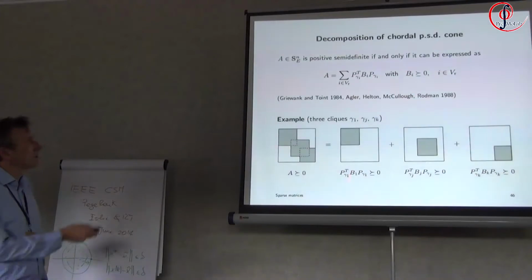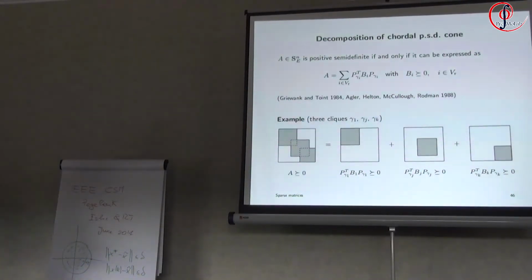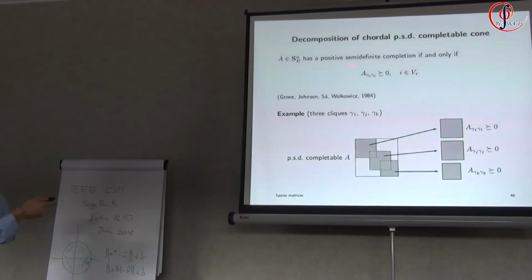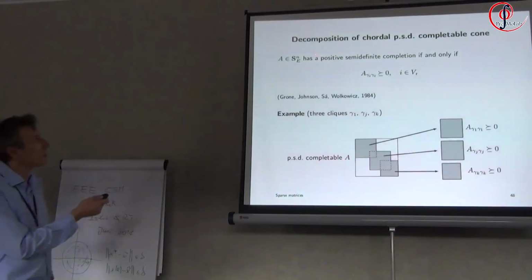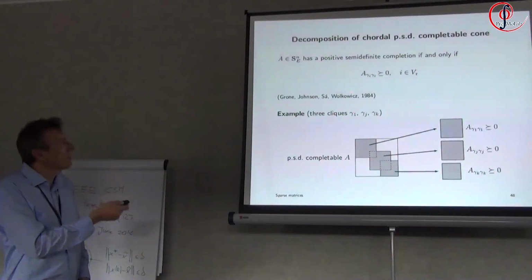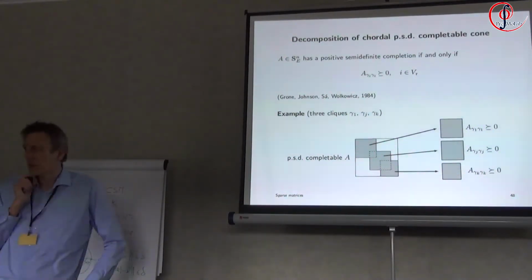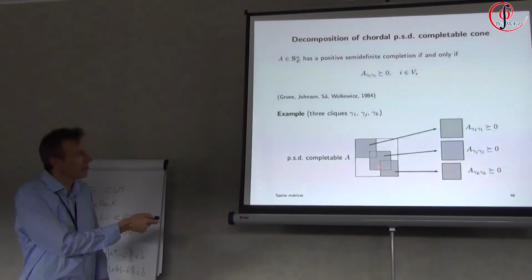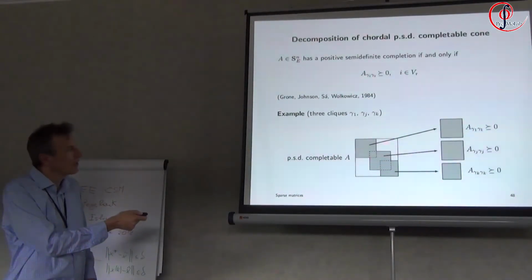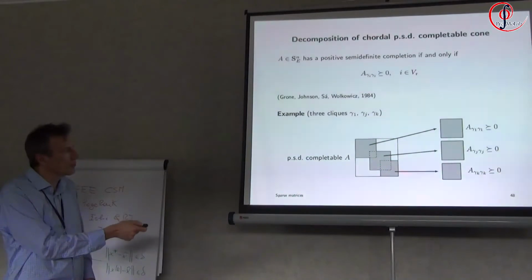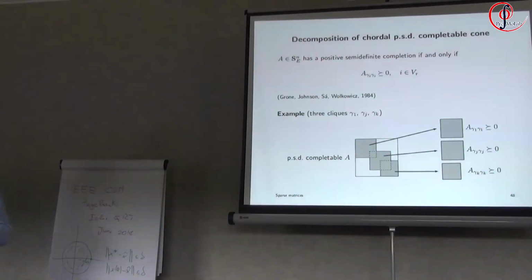So this is for the positive semi-definite cone with a chordal pattern. We also had the other cone, where we looked at the matrices with a positive semi-definite completion. And by the duality between these two cones, you can easily show from the first result that the matrix has a positive semi-definite completion if and only if all the cliques in the matrix are positive semi-definite. So a matrix with this pattern will have a positive semi-definite completion if and only if each of these principal submatrices is positive semi-definite. And that's again an important property of chordal sparsity patterns.